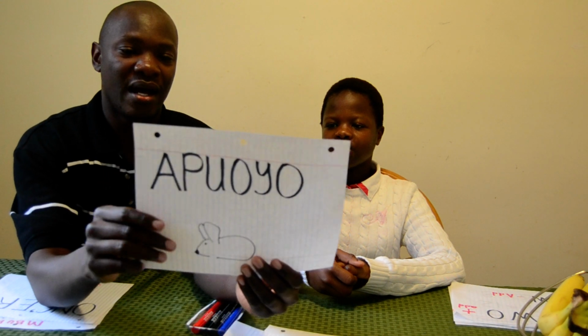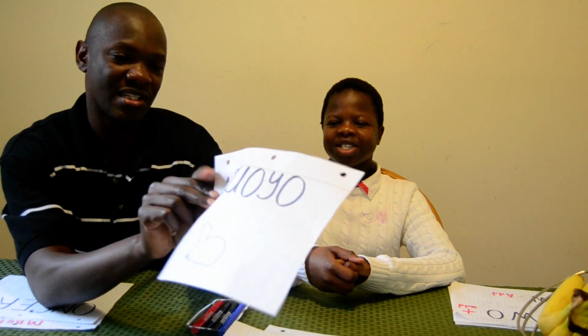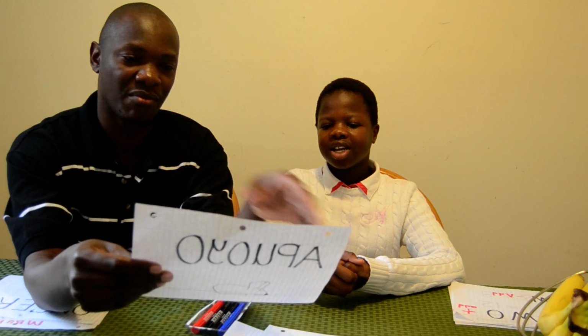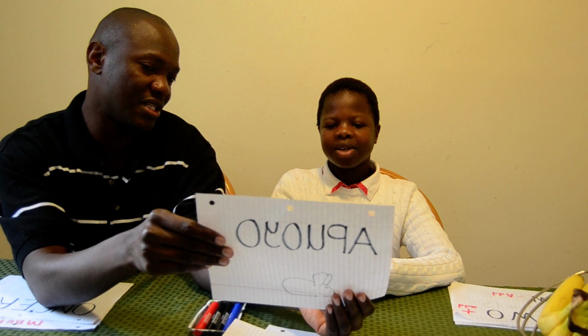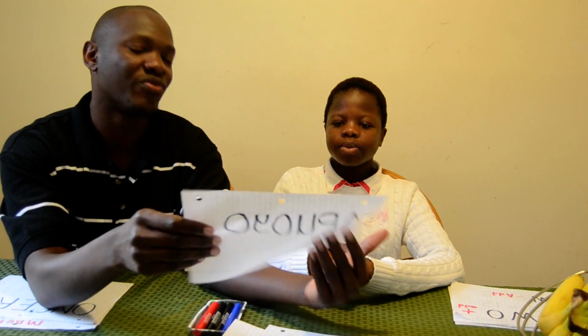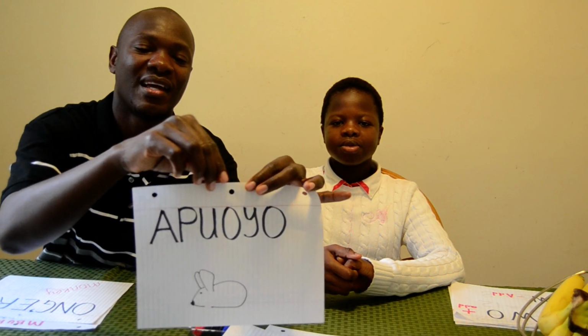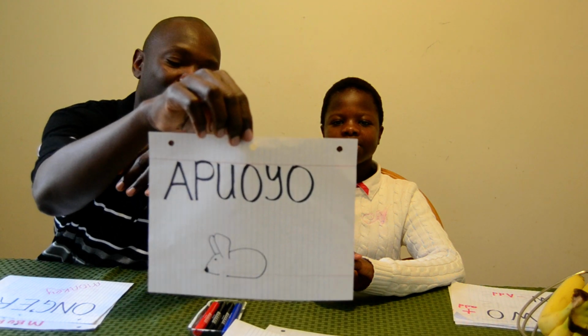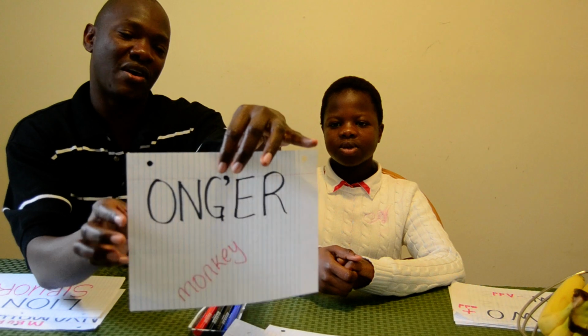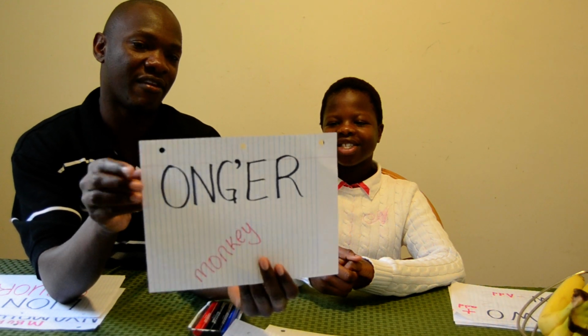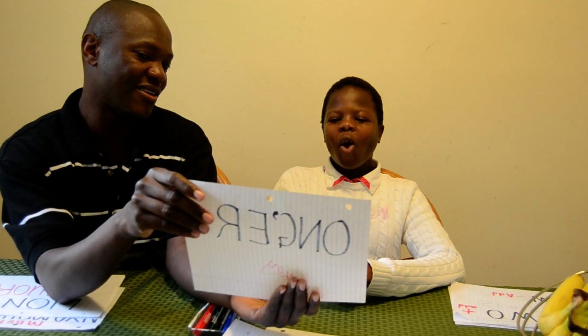Then this is a rabbit. Some people say it's a bunny. I don't know the difference. Someone will tell us in the comment section. How do you say that? Apuoyo. Then I couldn't draw a monkey. Never ever. How do you call that?